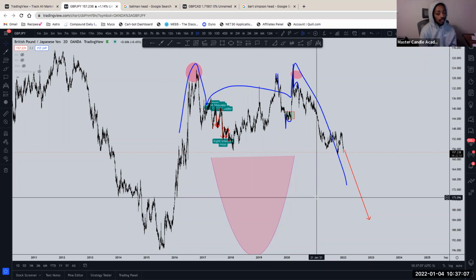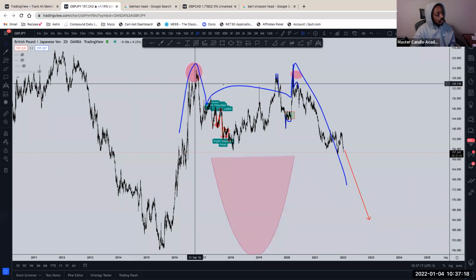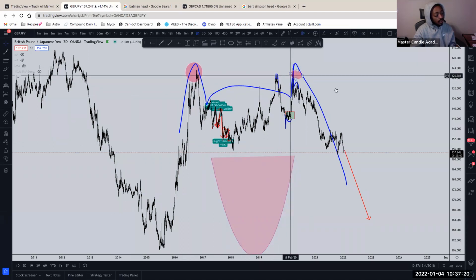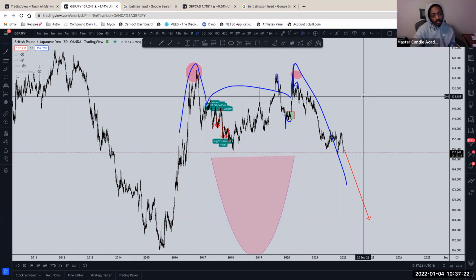There's so many patterns. Can you please explain stop hunts? This is a stop hunt. It's just manipulation. It's just a false breakout.